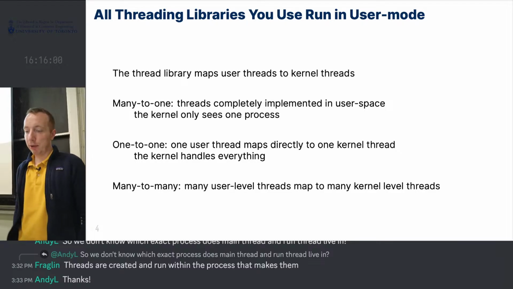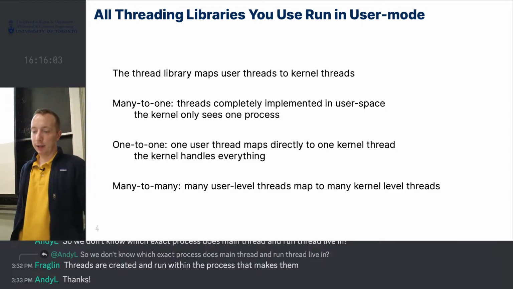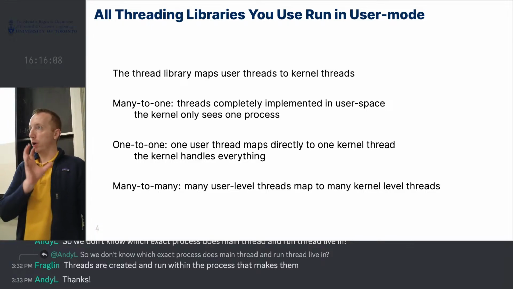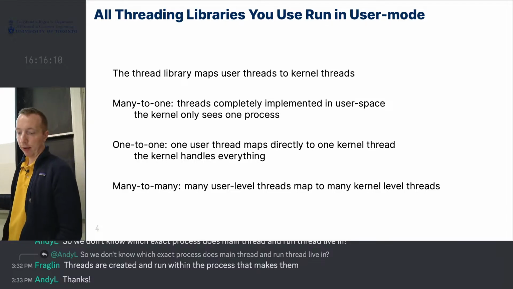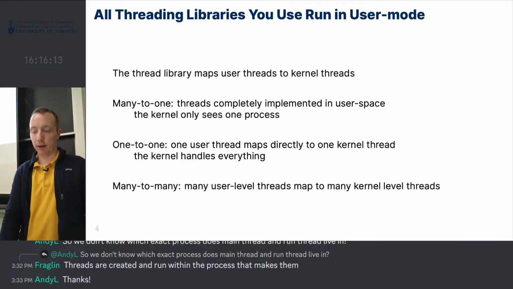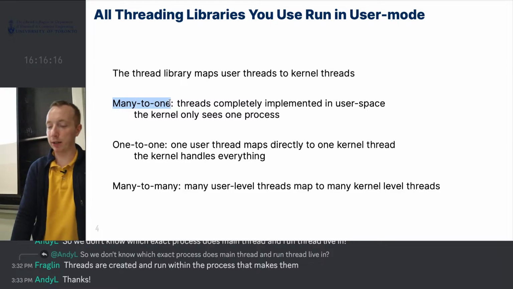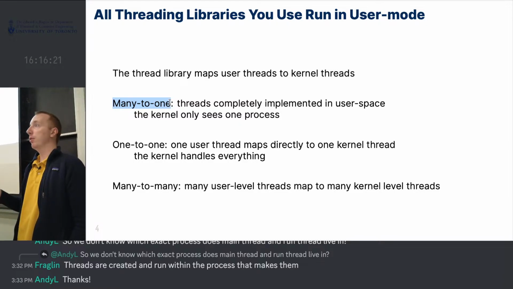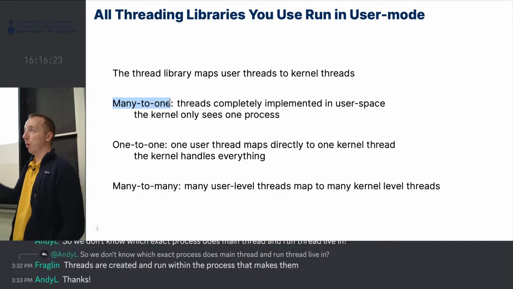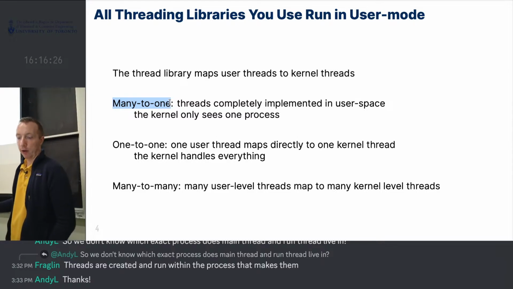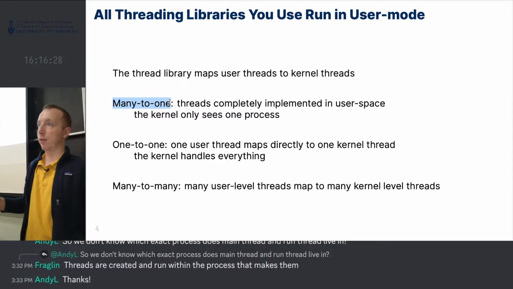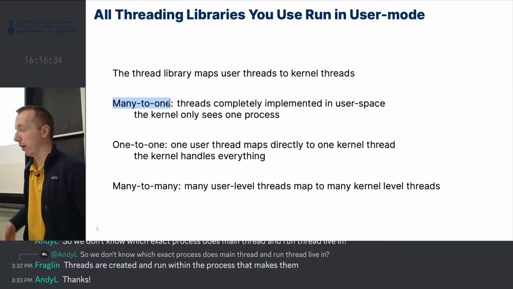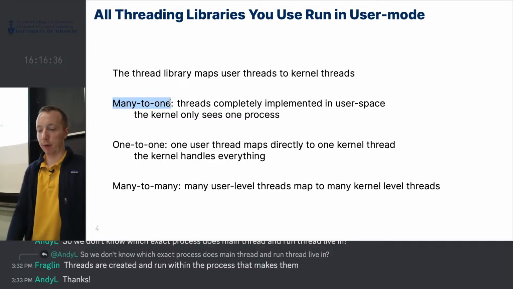So all of the threading libraries you use have some component that runs in user mode, and then that thread library will map your user threads to kernel threads. There are a few ways to have this system. You could have many to one, which is the pure user threads process. You could have as many user threads as you want, and they all map to one kernel thread that the kernel knows about and can go ahead and schedule. So the kernel just sees one process with one thread. That's all it knows about. If you create 8 threads, it's just not aware of them.